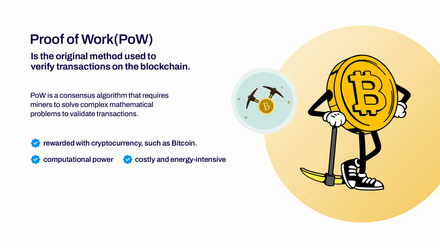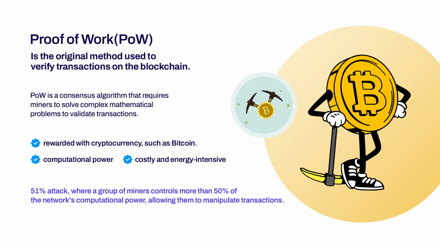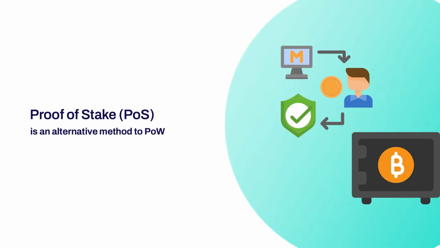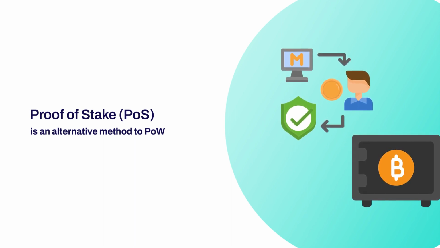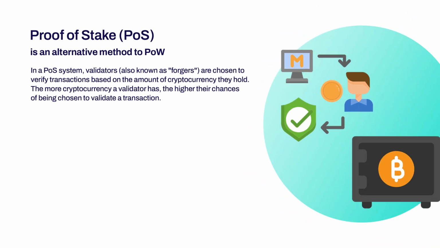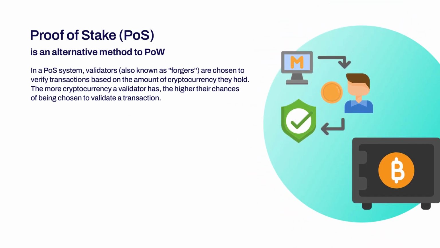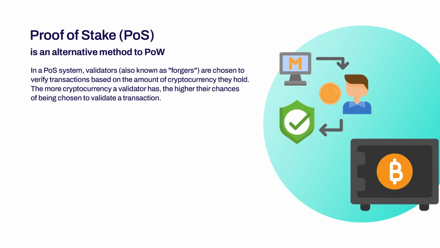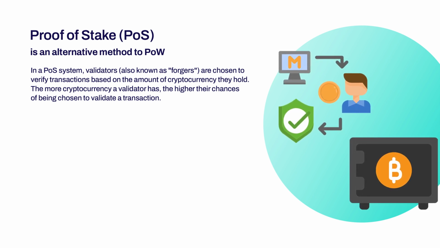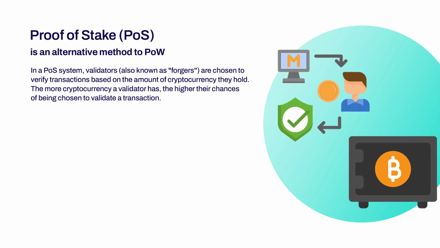Additionally, it can be vulnerable to what's known as a 51% attack, where a group of miners controls more than 50% of the network's computational power, allowing them to manipulate transactions. Proof of stake, POS, is an alternative method to POW that aims to address some of these issues. In a POS system, validators, also known as forgers, are chosen to verify transactions based on the amount of cryptocurrency they hold. The more cryptocurrency a validator has, the higher their chances of being chosen to validate a transaction.